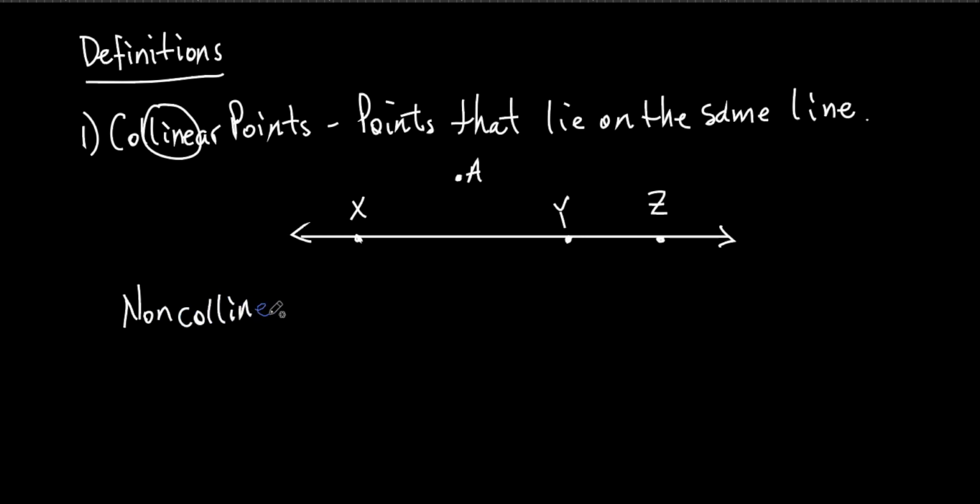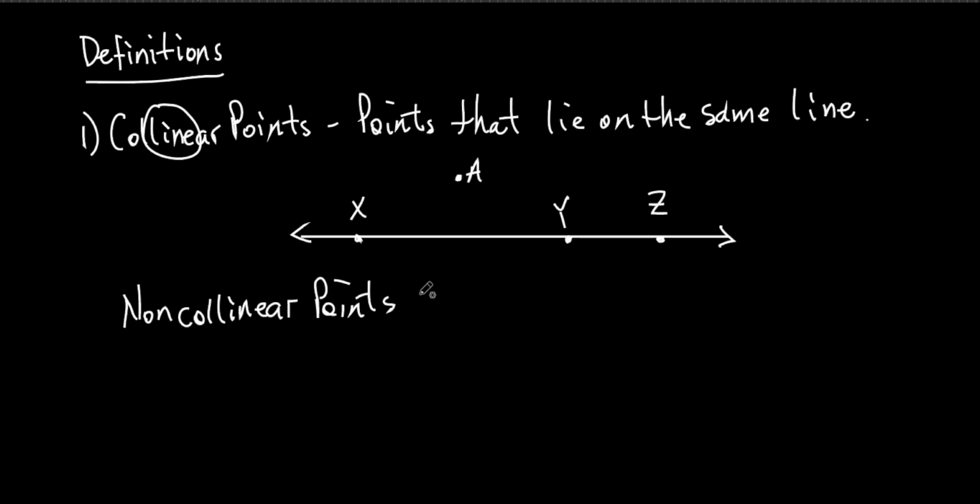What does that mean? That's right. It just means they're not on the same line. So here's the question. Points X, A, and Y, are they collinear or non-collinear? What would you say? Non-collinear. It's easy as that. All right, simple.